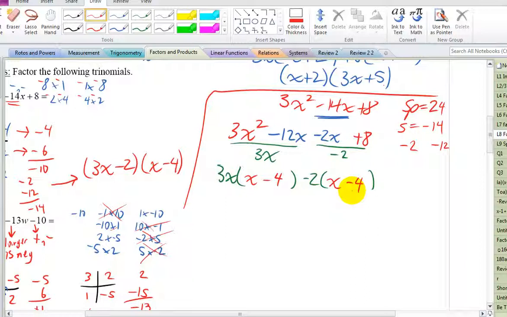So the negative sign was really key, and that's why a lot of teachers don't like it. GCF business. So my two factors are, in green, 3x minus 2, and in red, x minus 4. Exactly the same we got during the box method.